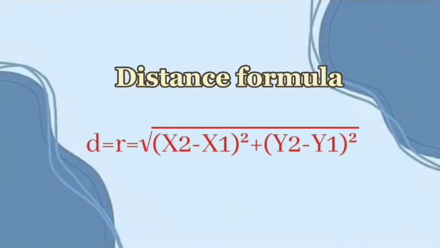Now, for the distance formula. Here, we are going to solve for the radius of the two endpoints. D equals r equals square root of x sub 2 minus x sub 1 squared plus y sub 2 minus y sub 1 squared.